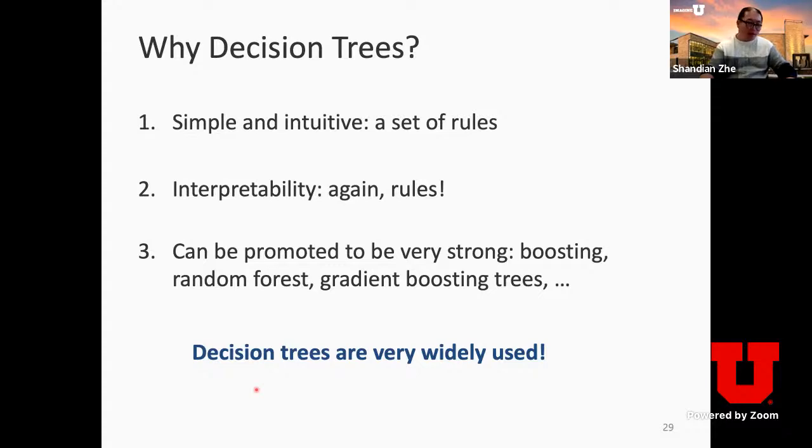Not every application needs to use deep neural nets. Actually, the application of deep neural nets is restricted to a very small domain. In many other applications, especially when you have noisy data, scarce data, and you need high interpretability, decision trees will be the first choice.